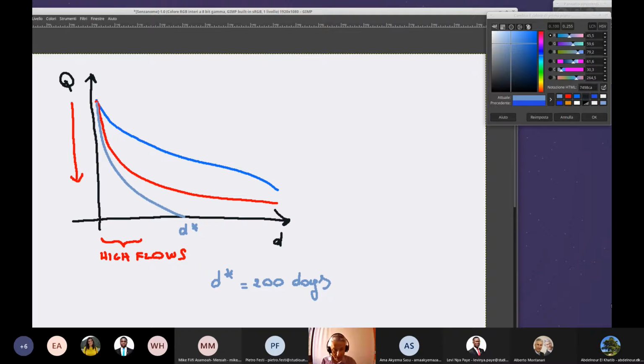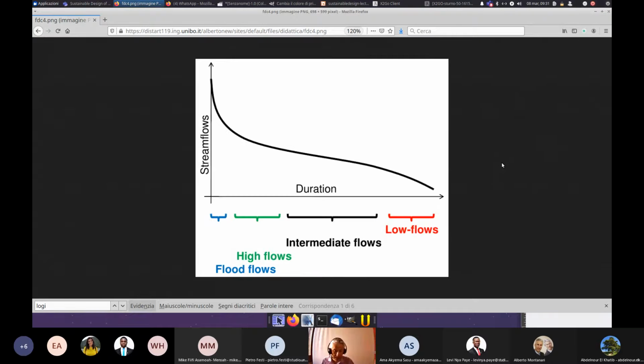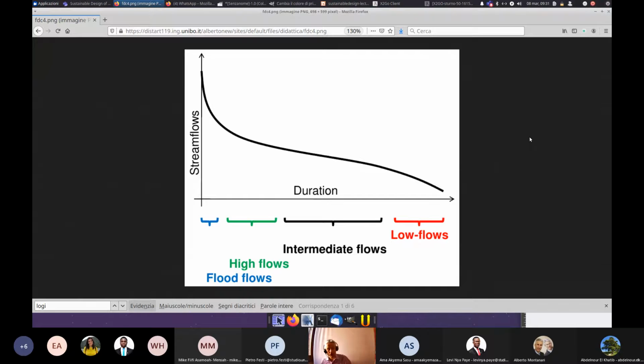Very good. Now let's go back to the figure that I have shown to you before, which is this one. You see here that this figure gives a qualitative representation of the river flow regimes that correspond to different durations in the flow duration curve. Remember that in the context of technical design, when we talk about a flow duration curve, we refer to the average flow duration curve during the year, which means that the duration can be expressed in days, like I did before, or in percentage terms, like 90%, and we implicitly mean 90% of the year.